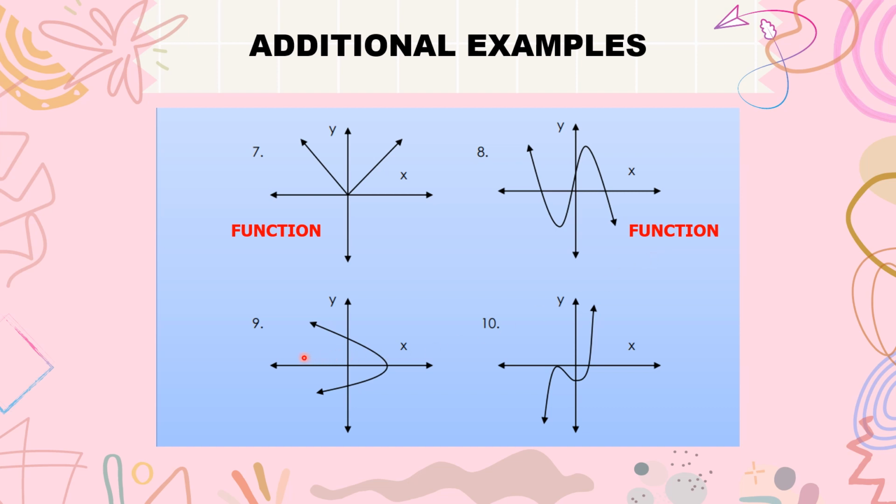Number 9. Let's say I will draw a vertical line dito. Dalawang point yung kanyang masasagi. Isa, dalawa. Kapag dito sa kabilang side, ayan. So, isa, dalawa. So, dalawang points yung masasagi ng vertical line sa number 9. So, since 2 points na siya, it is no longer a function. So, number 9, not a function.